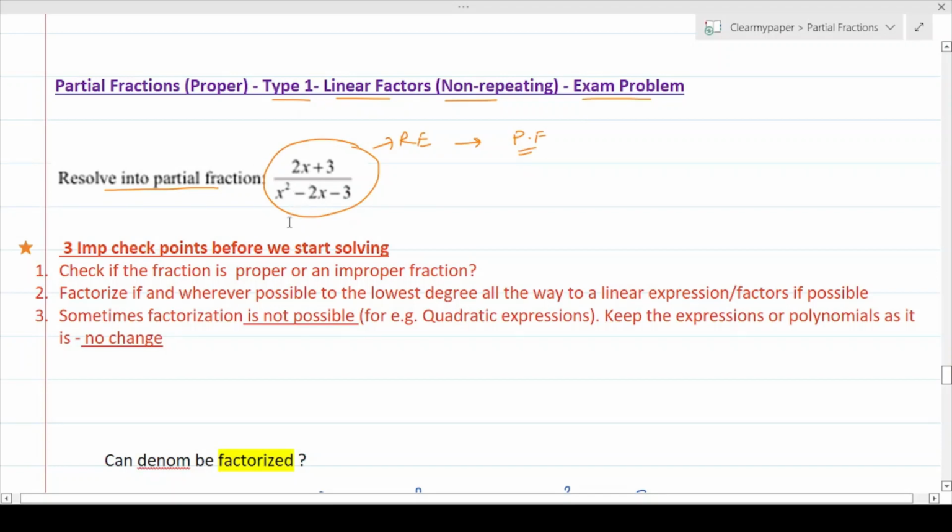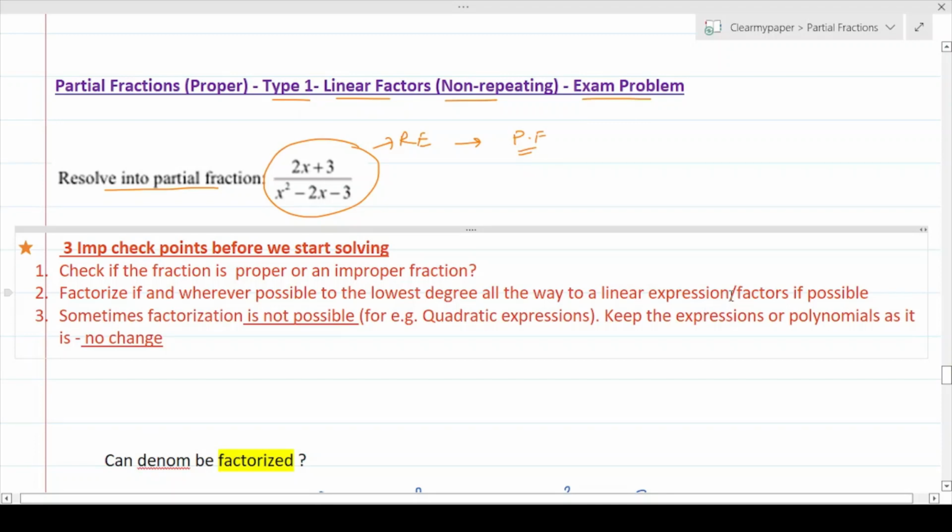Before we start the problem, if you remember, in one of the episodes where we spoke about factorizing polynomials, we spoke at length about the three important checkpoints. It does not matter whether we are solving type 1 or type 2 or type 3 or any other problem. As long as we are trying to solve a proper fraction, we always need to do these three checkpoints before we start solving the problem.